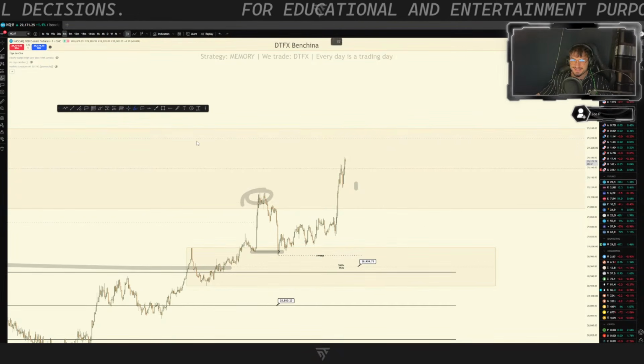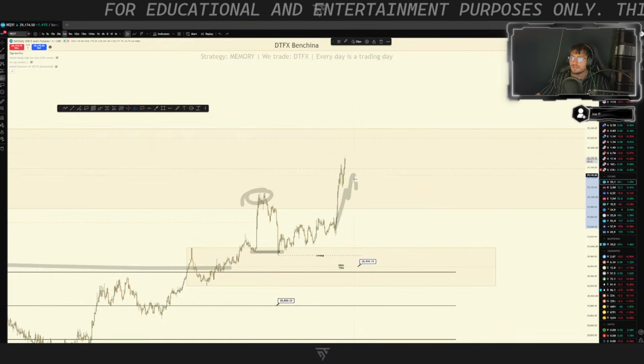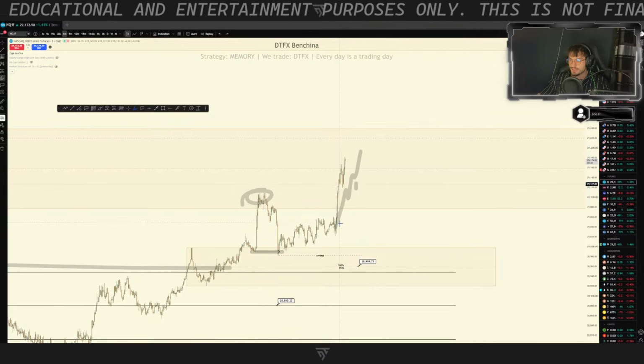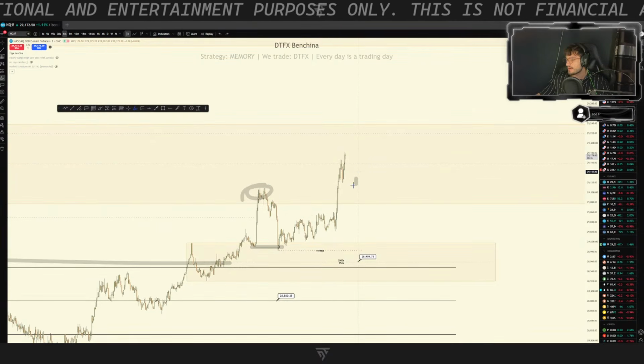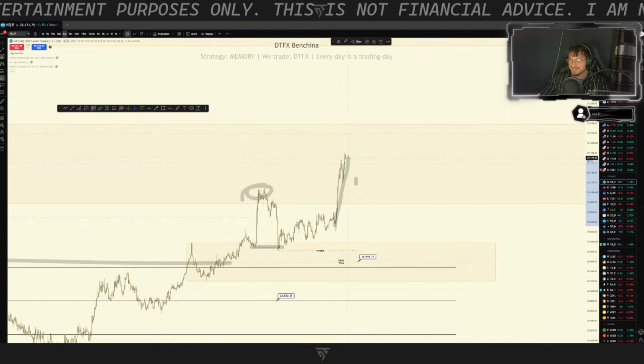But I didn't expect us going higher like this, continuing. I did expect us after that sweep to retrace. It can still happen, but this looks hella long.